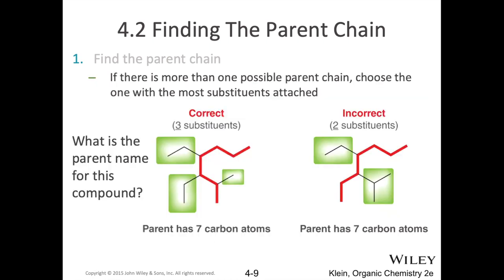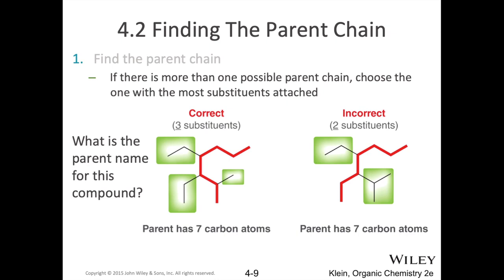All right. So we have our root word, right? So for example, here our parent chain has 7 carbons. Okay, so think back to what that would be. Our root word here would be heptane, because hept is the prefix for 7.